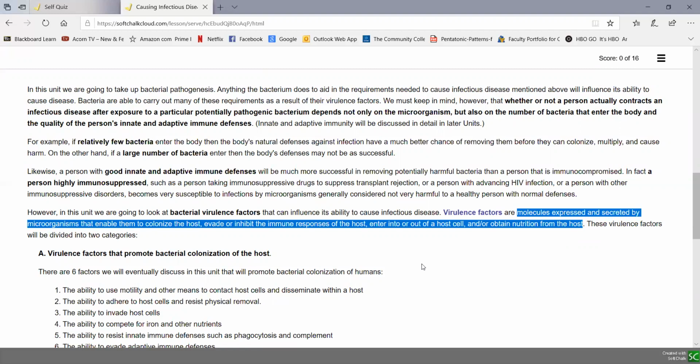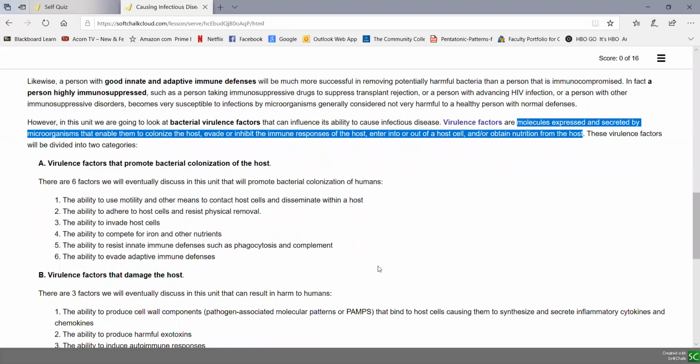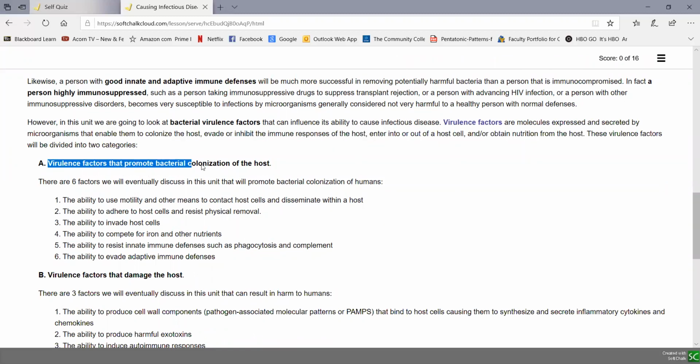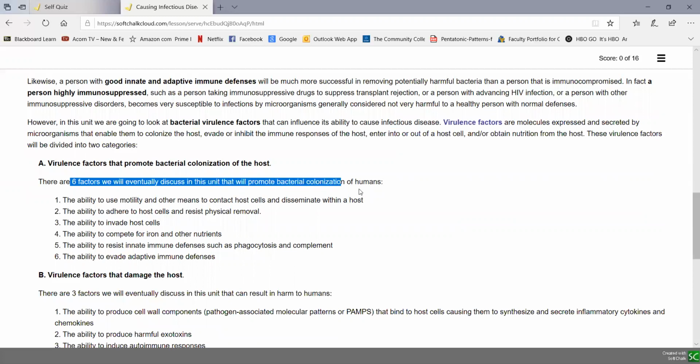And we're going to divide these virulence factors into two categories in Unit 3. For the first part of Unit 3, we're going to look at virulence factors that promote bacterial colonization of the host. So again, colonization is where the organisms enter the body and establish themselves. The body doesn't remove them all. And we're going to look at 6 factors that are going to influence colonization over the next couple of lectures.